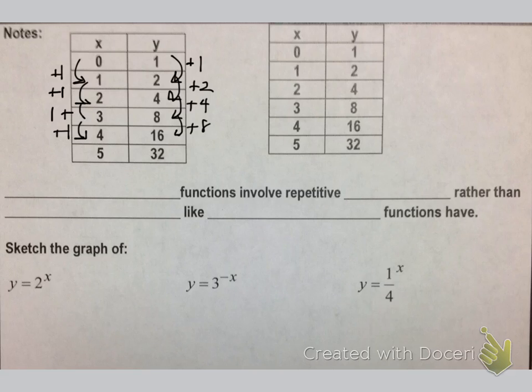Now here's the problem that you face. If you have all 1s on the left and your numbers are not the same on your right, can I find the slope? No, I cannot. So they are not a constant rate of change.